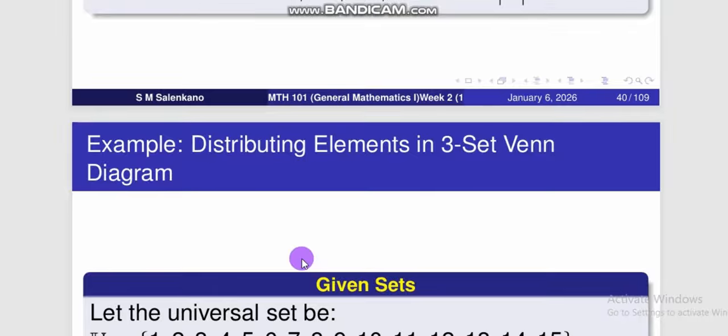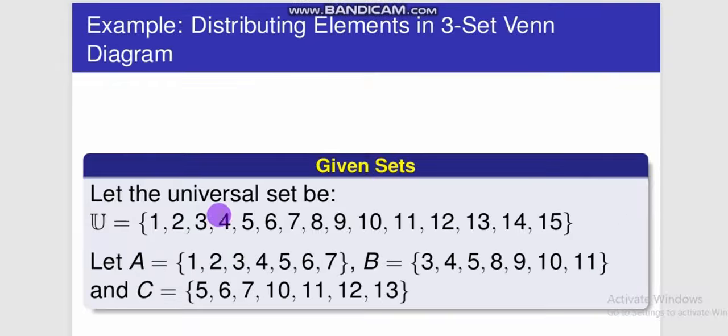Okay, what if we have 3 subsets? So how do we distribute the elements? We are going to give an example for distributing elements in a 3 set Venn diagram, where we say we have 8 regions, right? 8 regions. So how do we distribute the elements in those 8 regions? We're going to give examples.